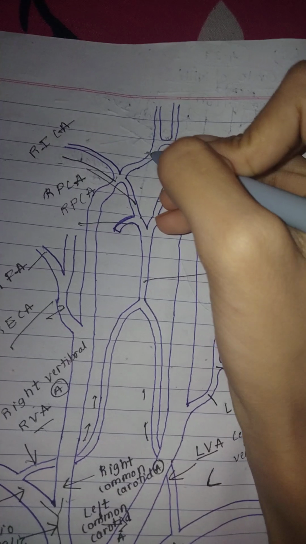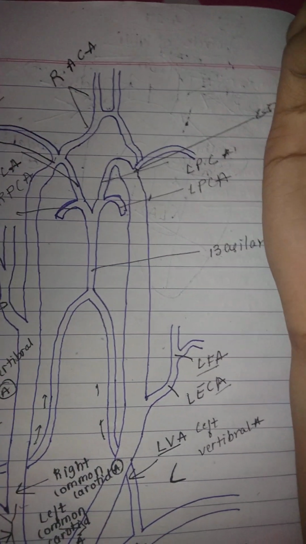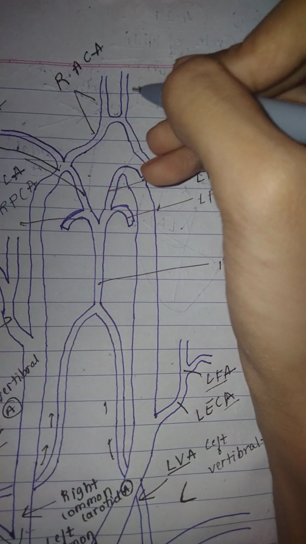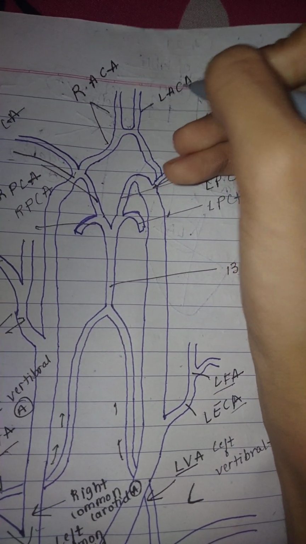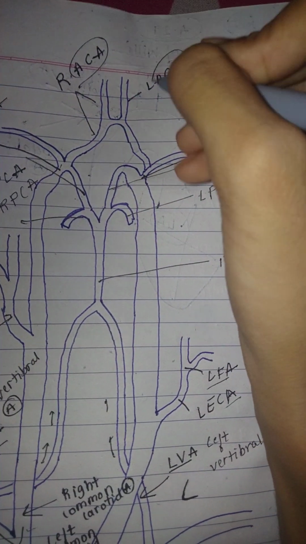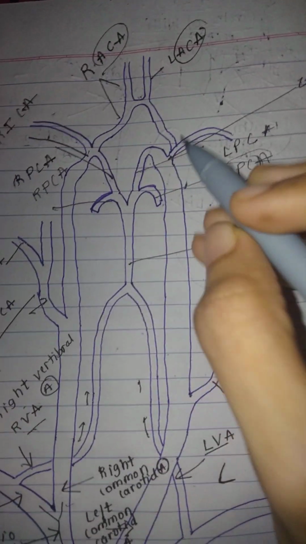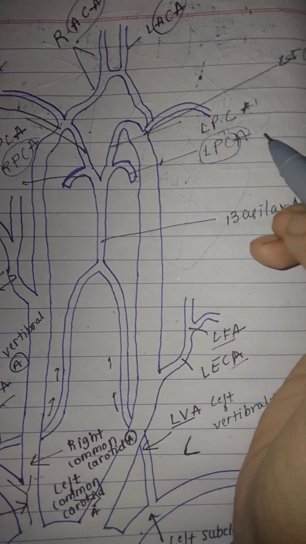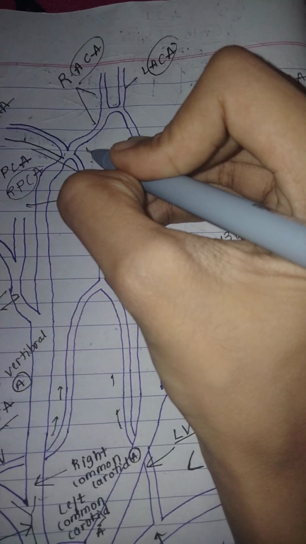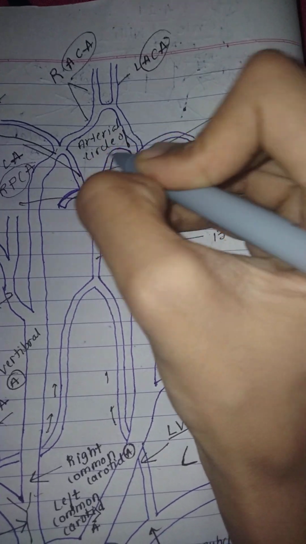Now this part is called the right anterior cerebral artery. And this is called the left anterior cerebral artery. So basically these two are the anterior cerebral arteries. Right and left we can differentiate. Next here is the posterior cerebral artery. Here we can differentiate between the right and the left. And here we can see what is called the arterial circle of Willis.